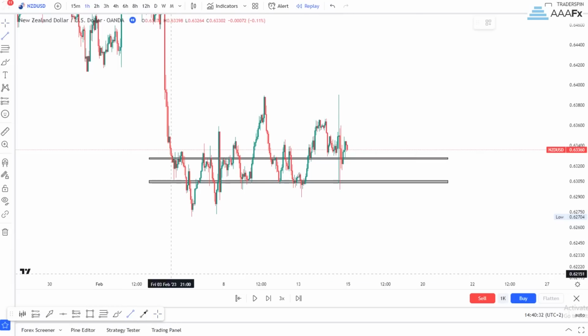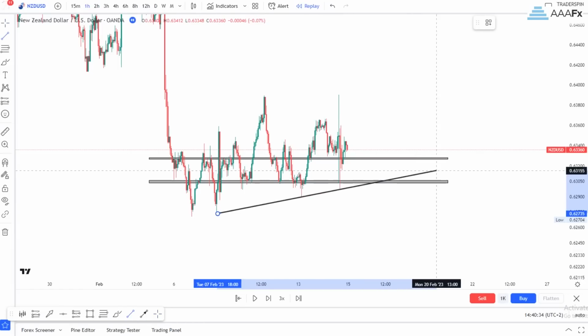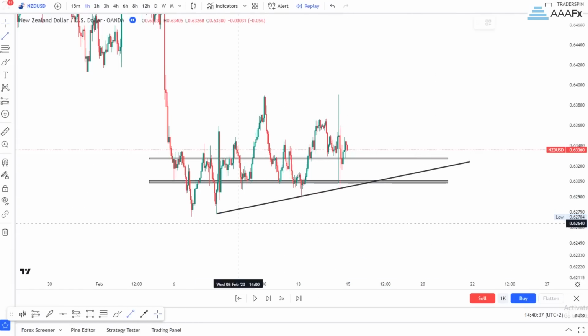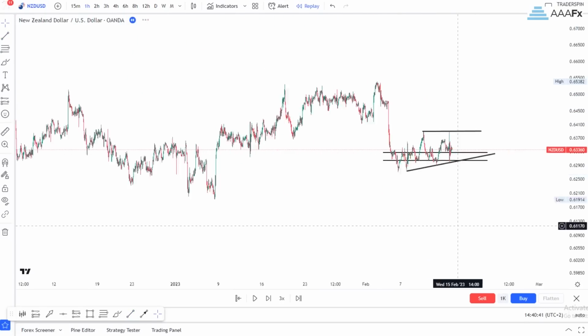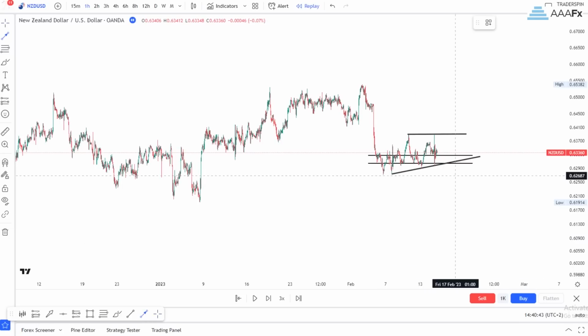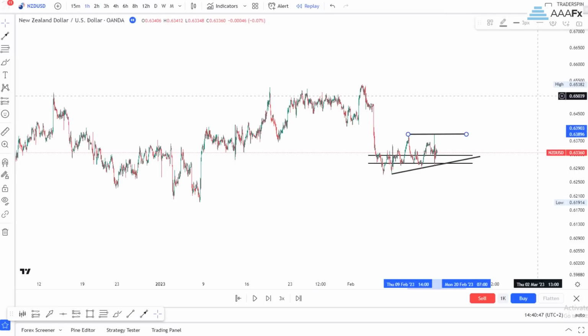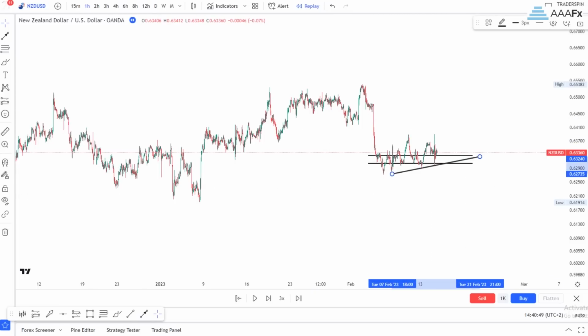So if you can just draw, let me show you, right? This looks like my continuation pattern, right? So most of the time you then get yourself a breakout, and then you sell and stuff like that, right? But that is not where I am at, right?